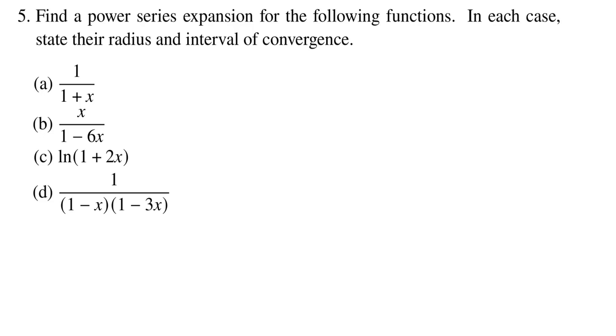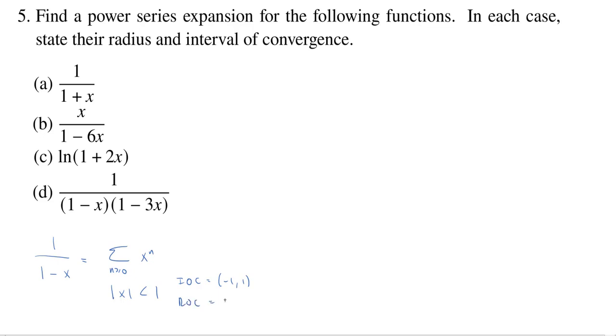All right, before we do any of these, let's briefly recall the one power series we know from the beginning, which is that 1 over 1 minus x is equal to the sum starting at 0 of x to the n, provided that the absolute value of x is less than 1. Here the interval of convergence is negative 1 to 1, not including the endpoints, and the radius of convergence is equal to 1. We're going to use this in a few different ways in order to find the power series for all of these. And knowing the interval and radius of convergence for this particular one is going to give it to the other ones as well.